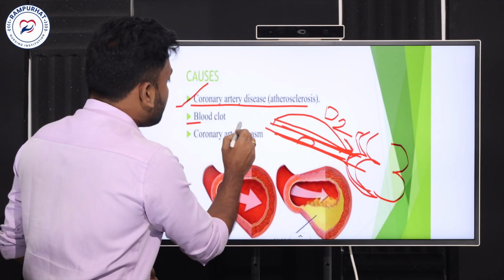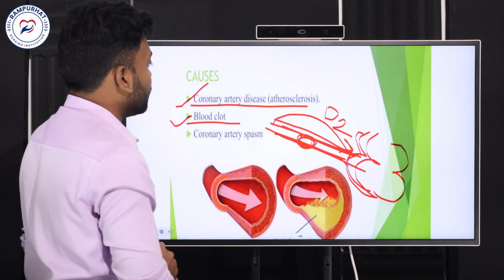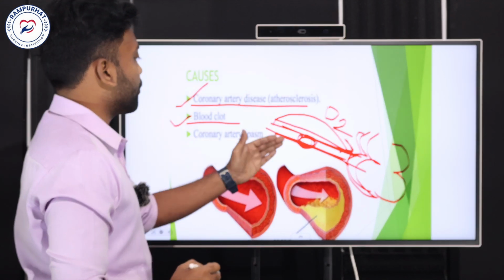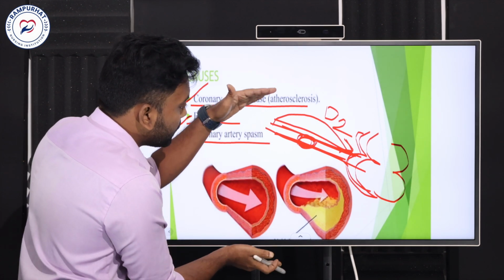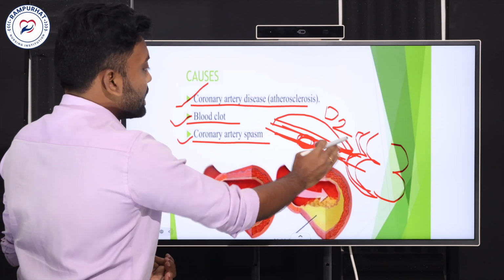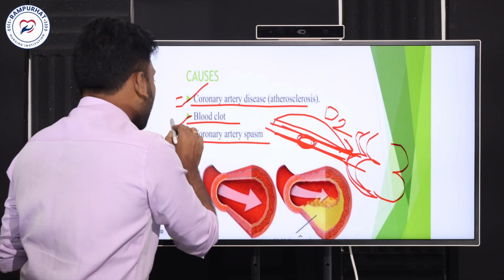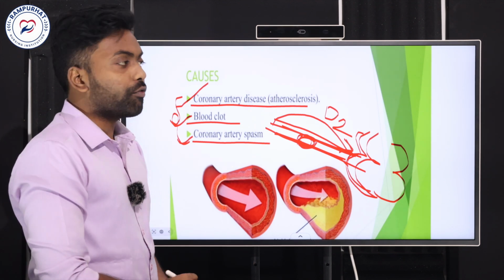The second one is blood clot. Due to clotting of blood in the coronary artery, it leads to insufficient blood. The next one is coronary artery spasm. A spasm is narrowing. If the coronary artery narrows, it leads to insufficient blood. So these three are the exact causes of myocardial infarction.